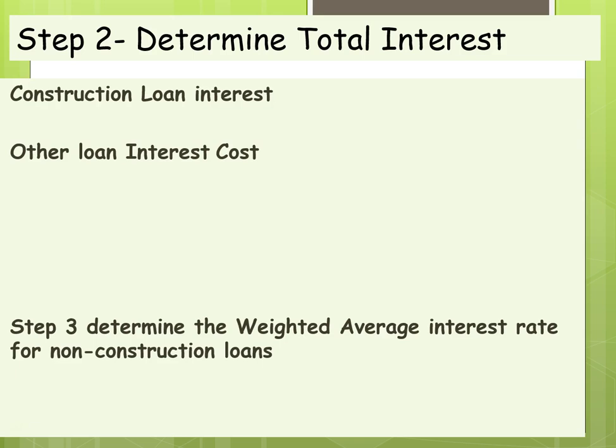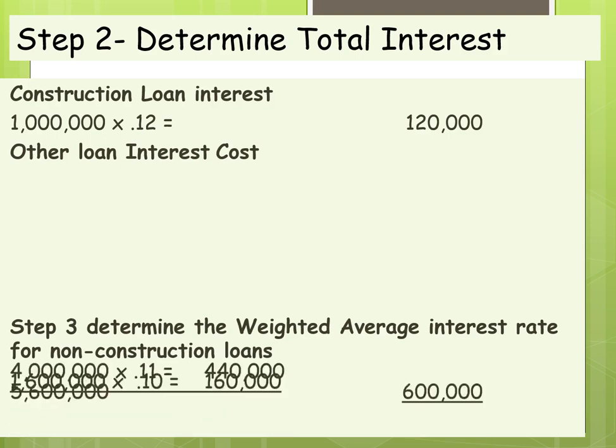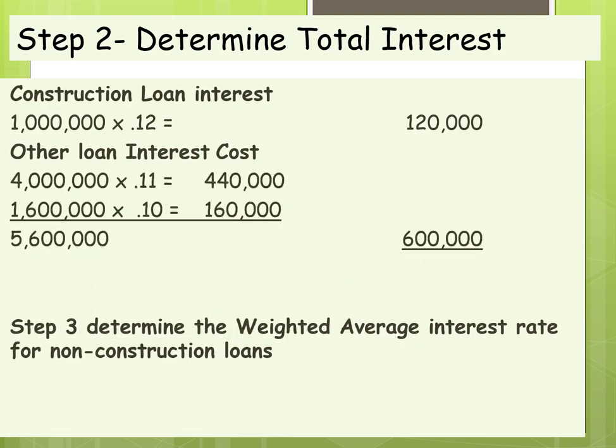So, construction loan interest. It was $1 million times 12%. Now you always start with that one first because that one was pulled out specifically for construction. Then we have our other loans, and we had our bonds and our other loan, 1 times 11%, 1 times 10%, which gives us a total interest of $600,000.